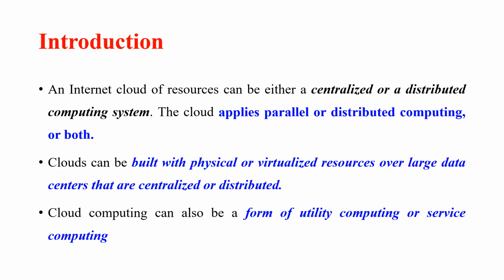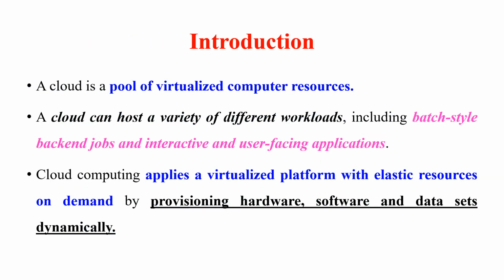The next thing is your cloud. Generally, the cloud is nothing but a pool of virtualized computer resources. It can host a variety of different workloads, including batch-style backend jobs and interactive applications. So your cloud is nothing but virtualized computing. You're going to develop a virtualized server in order to store the data. It is going to provide on-demand services and the provisioning of hardware, software, and dynamic resources.